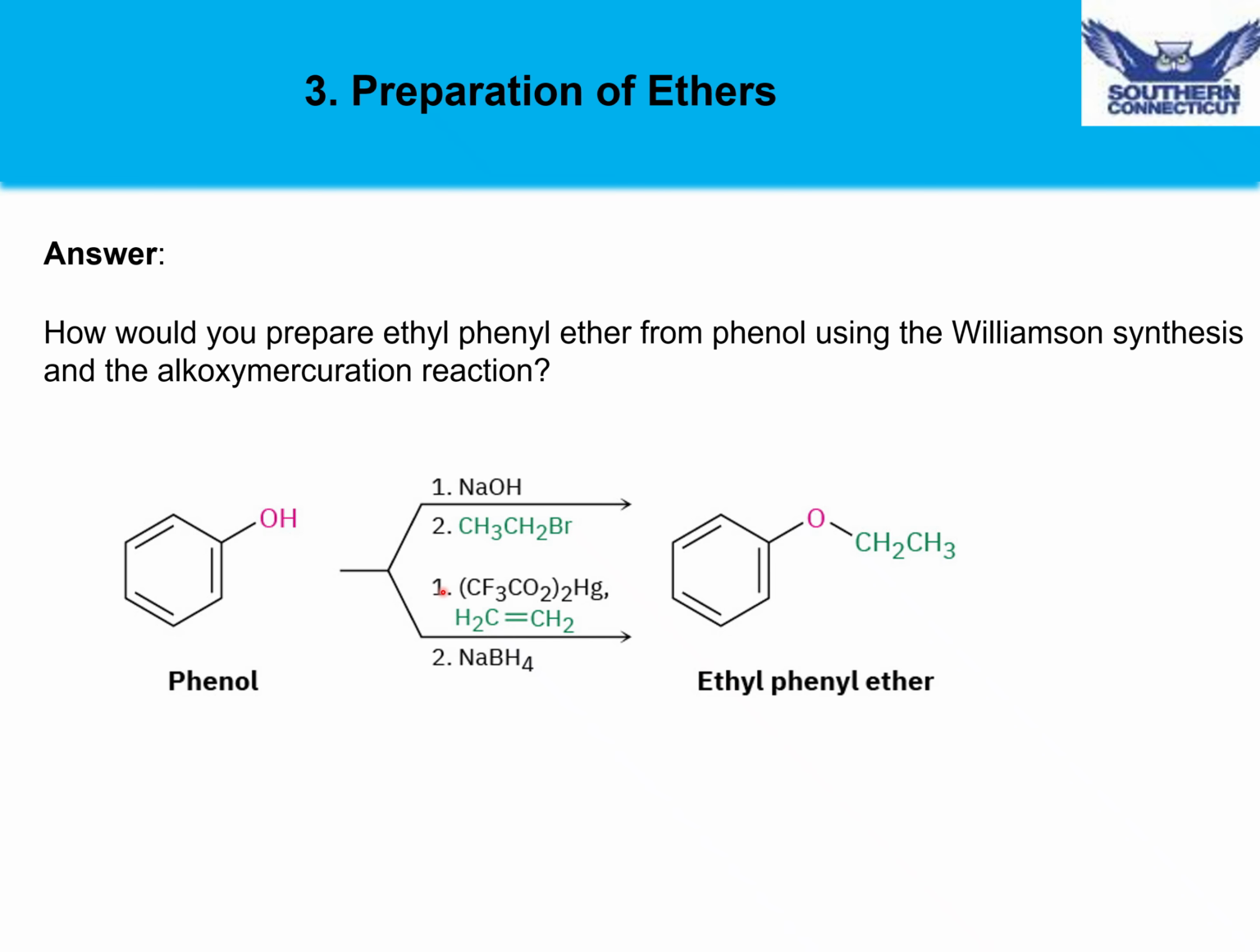Another way we can do this reaction is through the alkoxymercuration reaction, where we use mercury trifluoroacetate and an alkene. If we're trying to add 2 carbons, our alkene will have to also have 2 carbons. And then finally, we add sodium borohydride to replace the mercury group that is in the intermediate with a hydrogen.